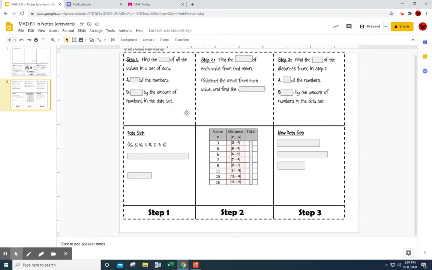On these down here, the examples are going to be the same numbers all the way across. We're finding the mean absolute deviation of this original data set. Even though the numbers change, it's still going to be the same data set all the way across. So step 1 is to find the mean of all the values in a set of data.